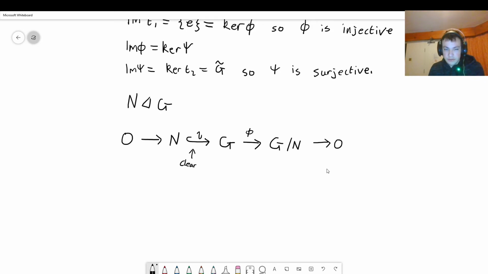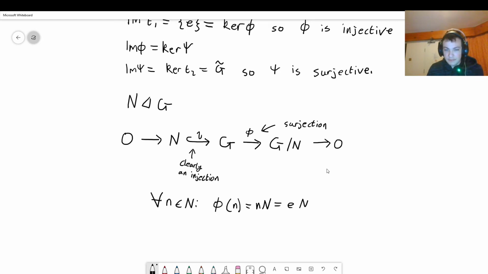So we have that the inclusion is clearly an injection, because each member is mapped to itself in G. Then this is a surjection because that's just how the quotient group is defined. It would be impossible for it to be anything but a surjection. And then we have, for all n in N, phi of n is equal to nN, which is eN. So we have that the image of iota is indeed the kernel of phi. So that's a short exact sequence.